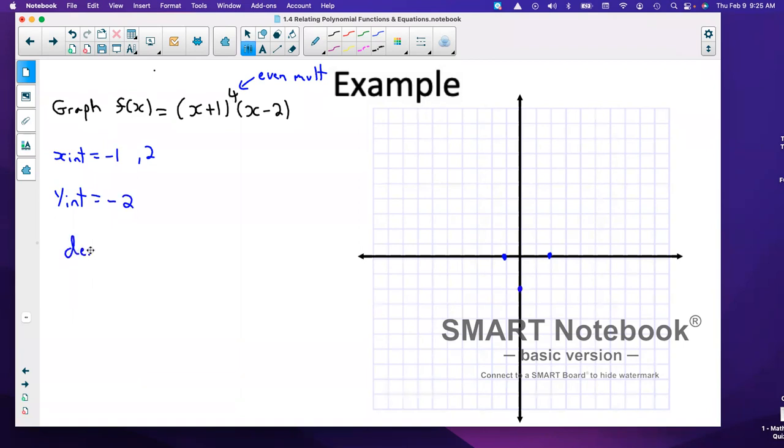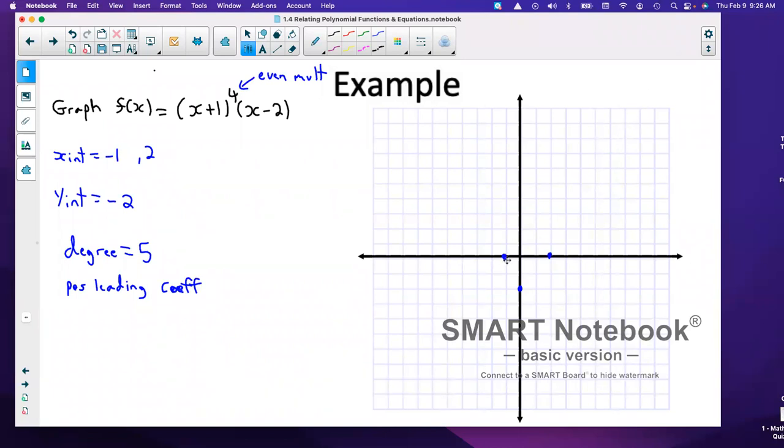Now, to get our degree, we can just add up our factors. Because this factor is to the power of 4, essentially this has 4 factors. They're all identical. Plus we have this additional one, so this is a degree 5. Now we'll also notice that there's no negatives in front of here or in front of any of the x's. So we know that this is going to be a positive leading coefficient. So if it's odd degree with a positive leading coefficient, that means we're starting down here and ending up here.